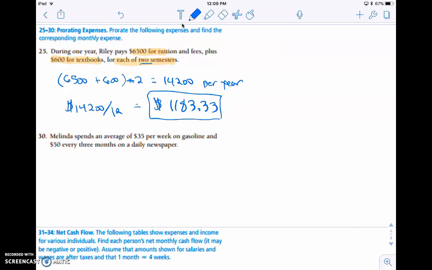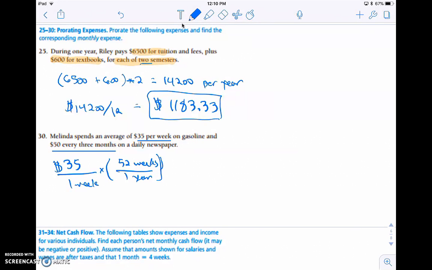Okay, next we have Melinda spends an average of $35 per week on gasoline and $50 every 3 months on a daily newspaper. And again, we want to break this down into how much is it per every month. So if we're looking at first at gas, we have $35 for every 1 week, and we're going to times that by, there are 52 weeks for every 1 year.